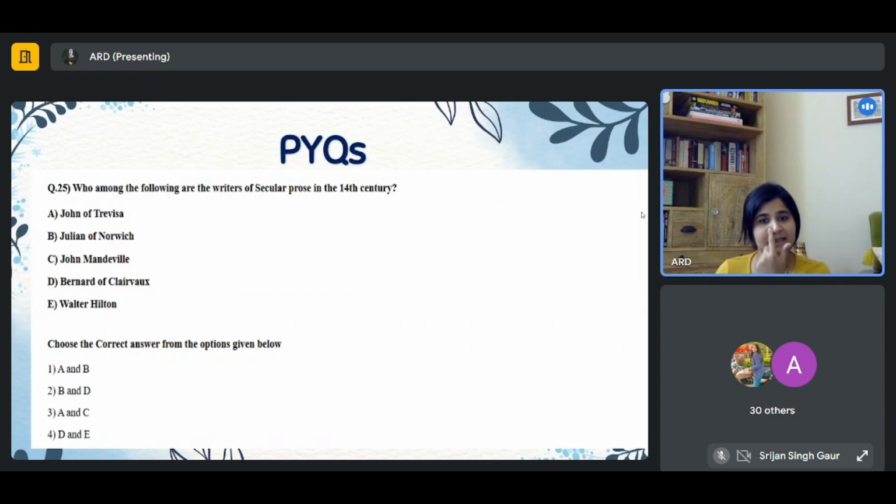Okay, so then this is another question. This is sort of a tough question, but it was asked very recently. Who among the following are the writers of secular prose in the 14th century? John of Trevisa, Julian of Norwich, John Mandeville, Bernard of Clairvaux, or Walter Hilton. And these are all medieval authors, medieval writers.